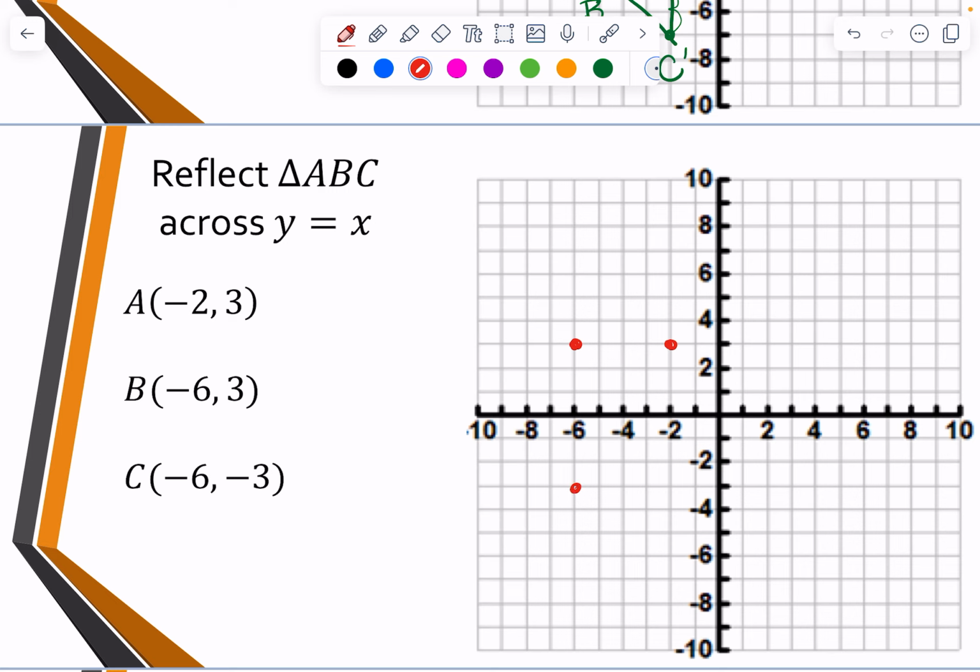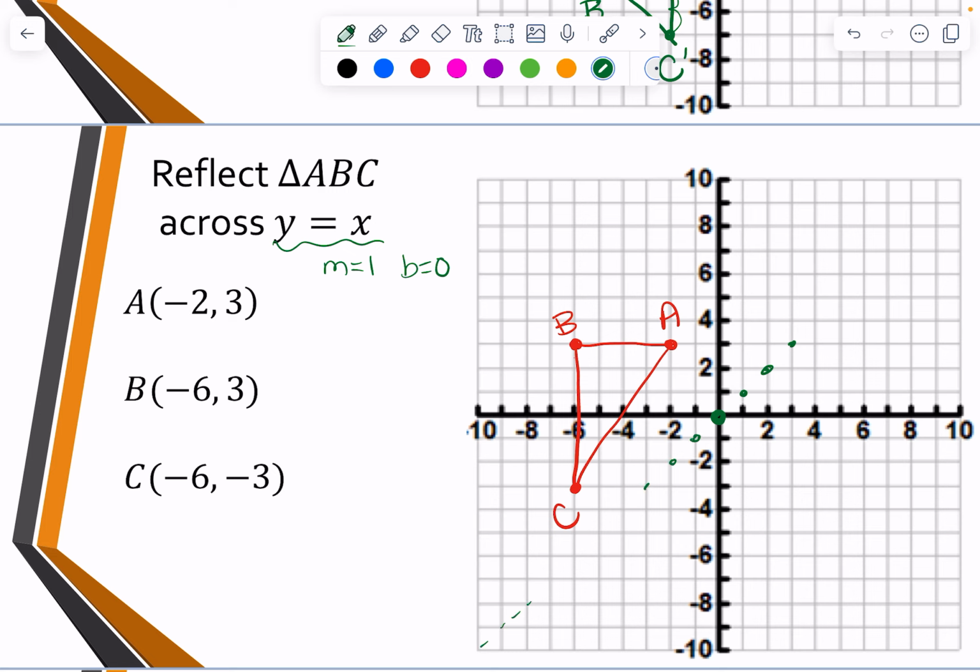-2, -3, -6, 3, and -6, -3. So here's C, here's B, here's A. So there's my triangle, and now what I want to reflect it over is this line, which has a slope of 1 and a y-intercept of 0. So I'm going to start here at 0, up 1, right 1, down 1, left 1, down 1, left 1.